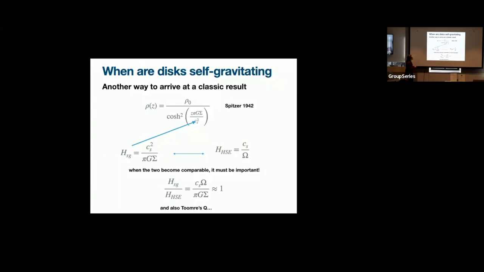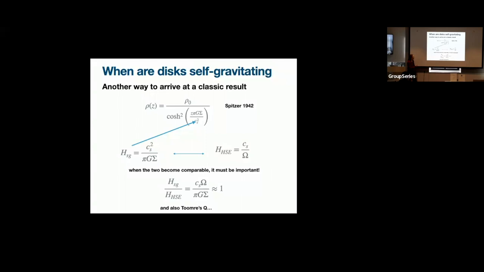You can turn this ratio in this cosh squared term around and call this the self-gravitating scale height of the disk. So how thick is the disk? It just depends on the sound speed and the surface density and constants. And you can compare this to the classic result for accretion disks in hydrostatic equilibrium when self-gravity is negligible, right? It's just the ratio of the sound speed to the orbital frequency omega.